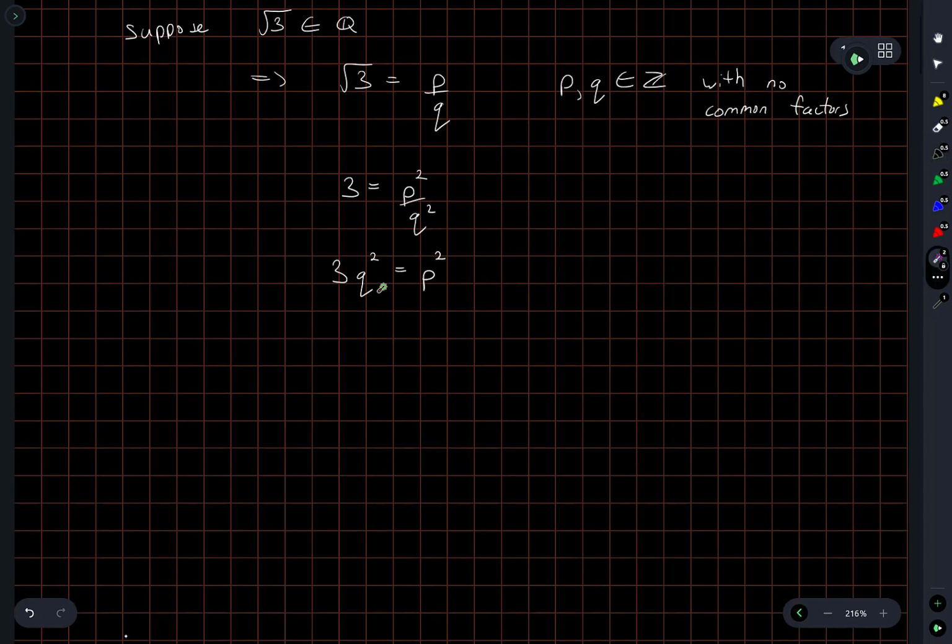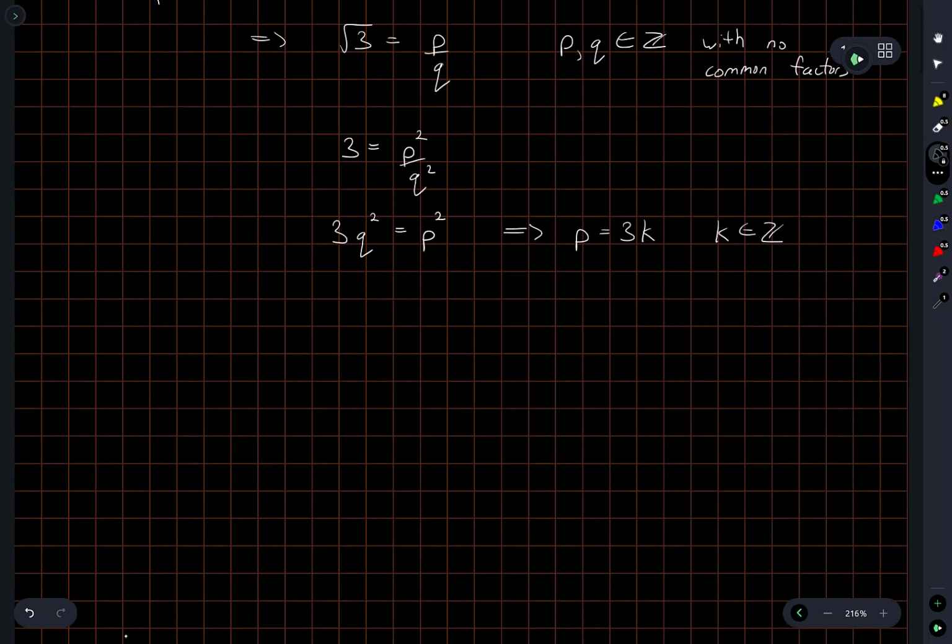Now this means the left-hand side is a multiple of 3. The right-hand side must also be a multiple of 3, which means that p itself must be a multiple of 3, so p equals 3k for some value of k. But this means 3q squared is equal to 9k squared, and q squared is equal to 3k squared.